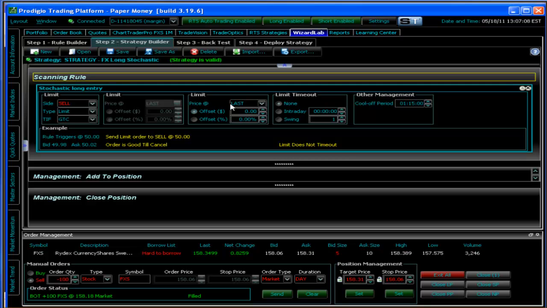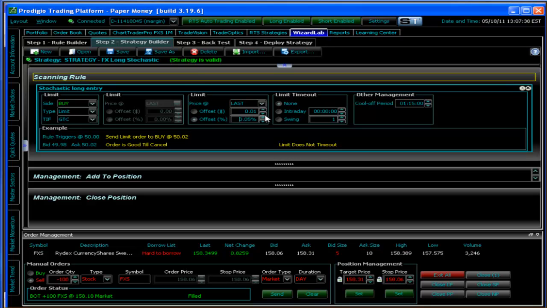So it says send a limit order, price at the last, right? 158.35. What's my offset? Well, if I want to buy, maybe I want to have price improvement. So maybe I want to buy 1 penny above that. That would send a limit order to buy at 158.36, rounding up. Now it would send it at 158.35.99, but it's a 1 penny offset above it. I can set it at a percentage based offset.